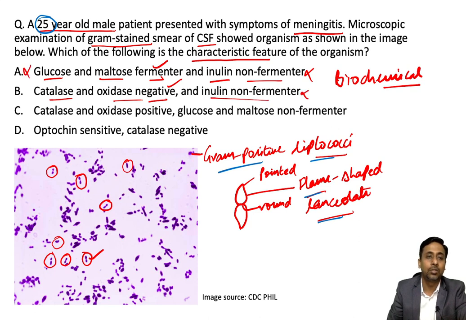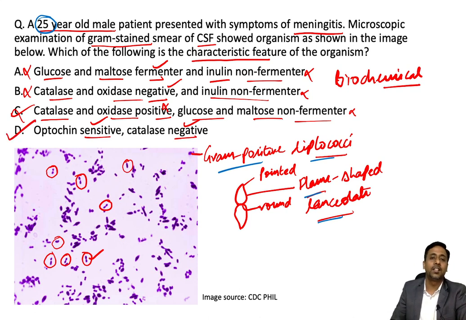So these two options are not correct. Catalase and oxidase positive, this is incorrect, and glucose and maltose non-fermenter. So this full statement is incorrect. And now the fourth statement, optochin sensitive, correct, catalase negative, correct. So the correct answer is optochin sensitive and catalase negative.